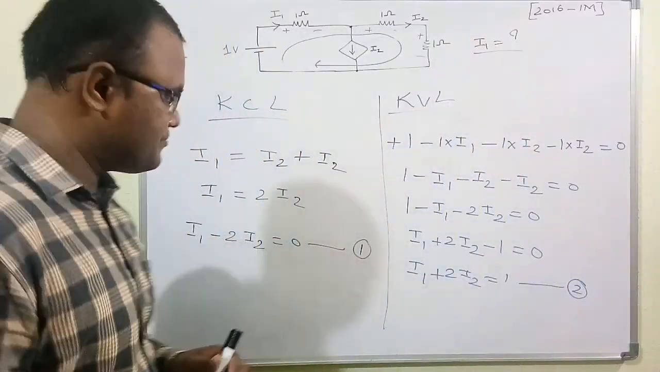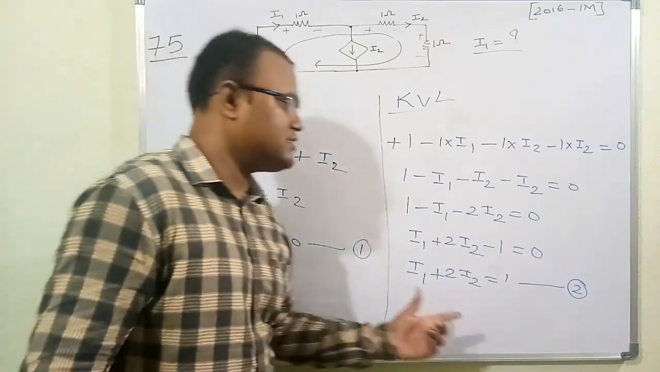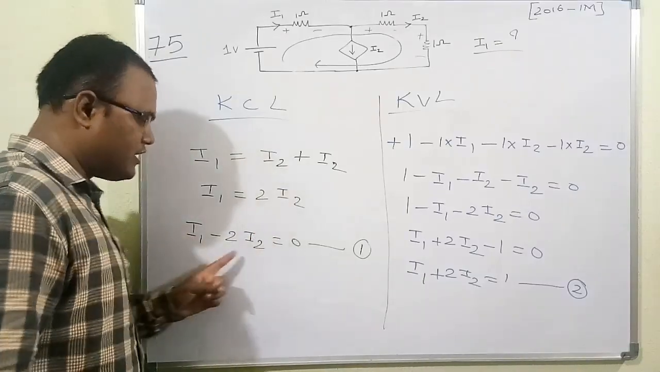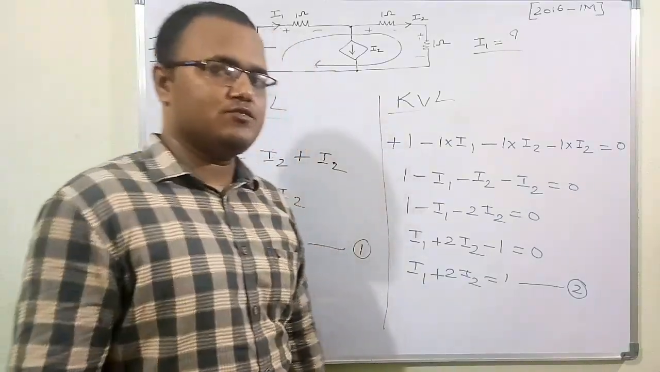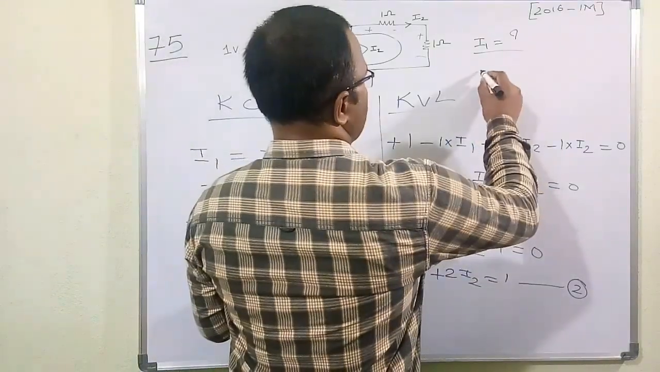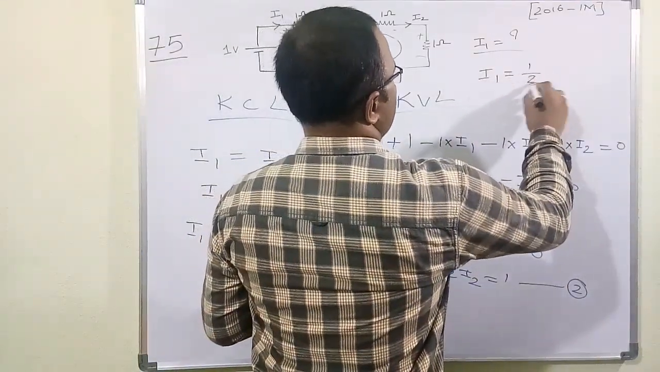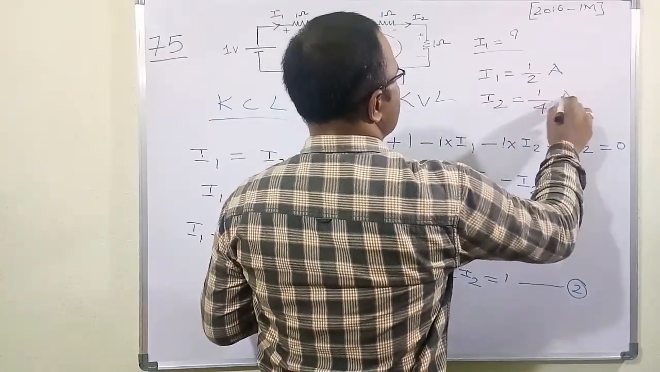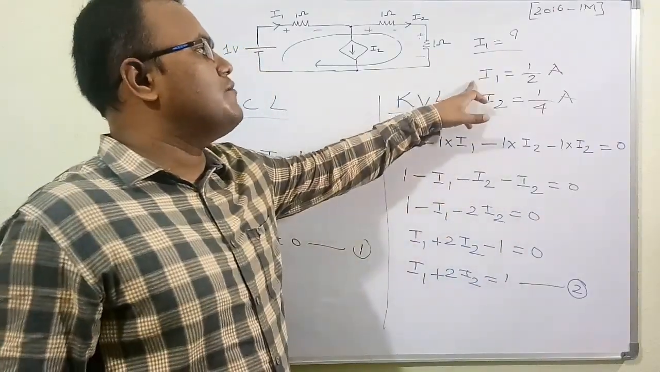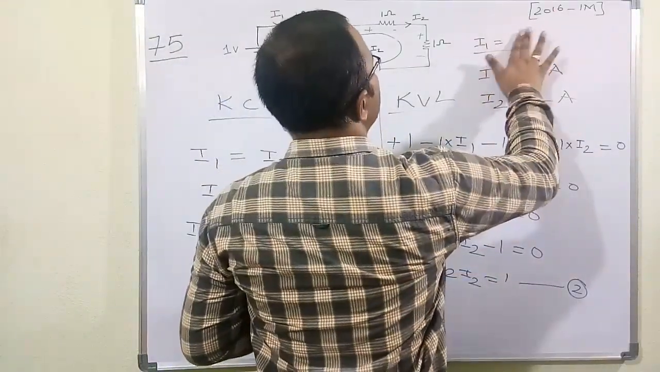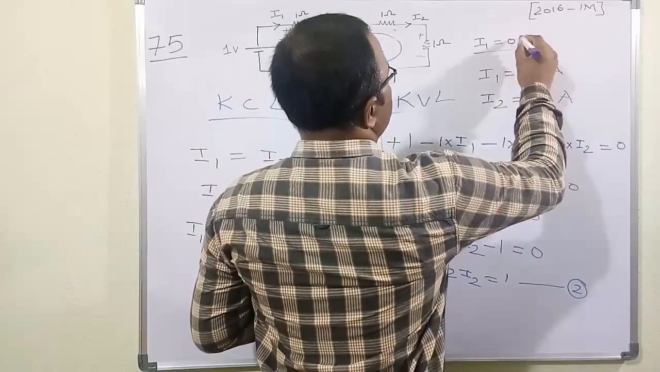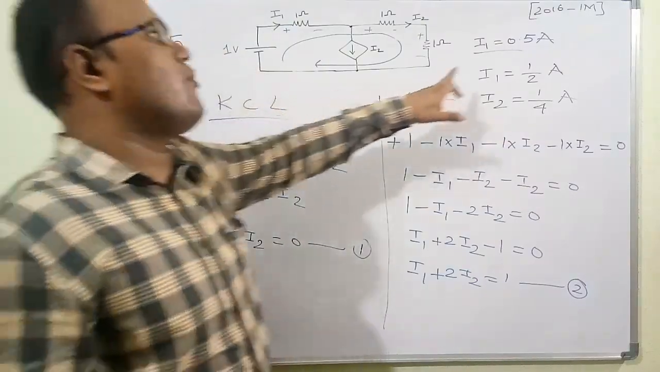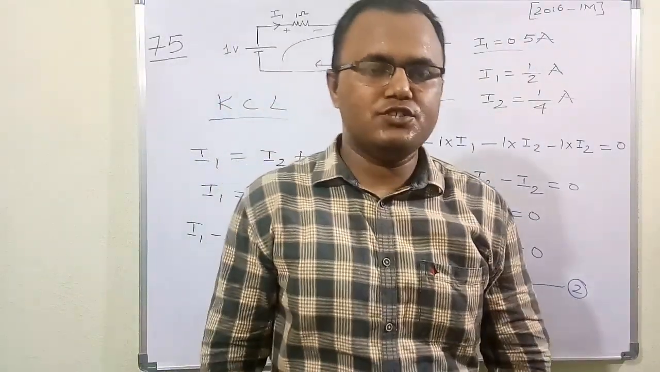If you see carefully, this is the first equation and this is the second equation. There are two equations with two unknowns, which are I1 and I2. By solving these two equations, finally we get I1 is equal to 1 by 2 ampere and I2 is equal to 1 by 4 ampere. We need only the current I1, which is asked in the question. Therefore I1 is equal to 0.5 ampere. So the current through this 1 volt source is 0.5 ampere, which is the required solution.